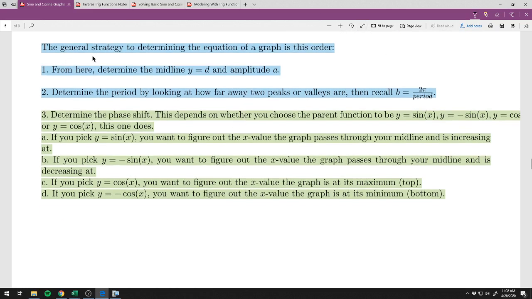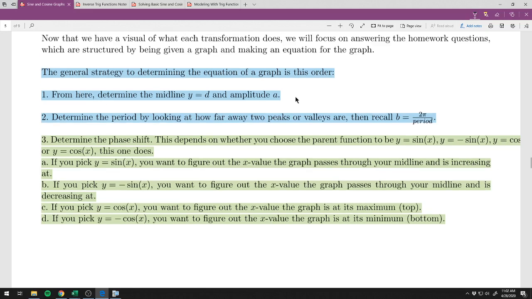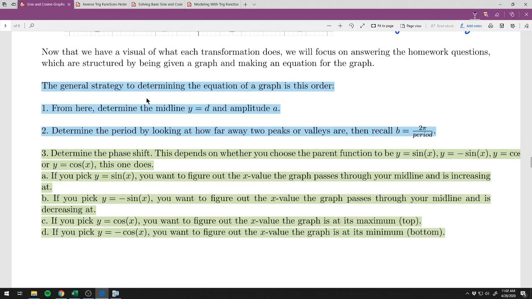All right, so I have the general strategies here for figuring out the equation of a graph. The things I do first is figure out the amplitude and the midline. They really go together, as you saw. You figure out where the middle is, and then you can get the amplitude by seeing how far up or down you go. Then you can figure out the period by looking at the graph and then use the formula for B. Because when we make our equation, we're putting in B. We're not putting in the period. B is 2 pi over the period.